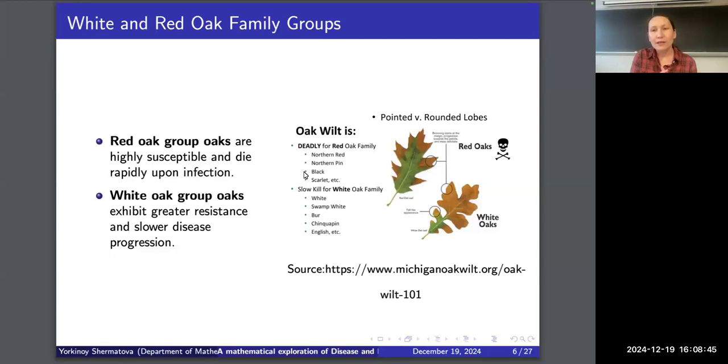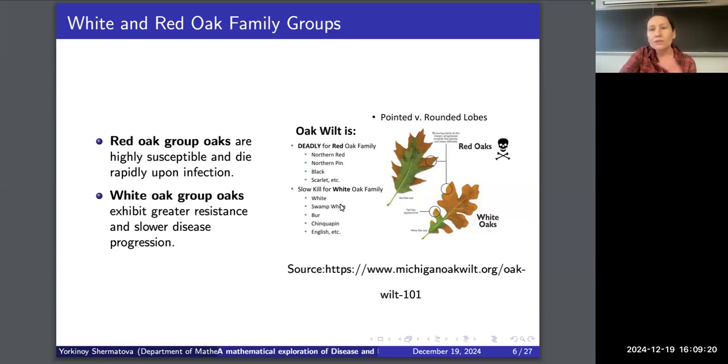I think the first interest I got about the disease was this: we're going to look at two main oak group families, the red and white oaks, which are mainly in North America. Despite being biologically very distinct, they always seem to coexist, but they respond to this disease very differently. For the red oak family, whether it's northern red, pin, or black oaks, this is very deadly. It kills them within weeks.